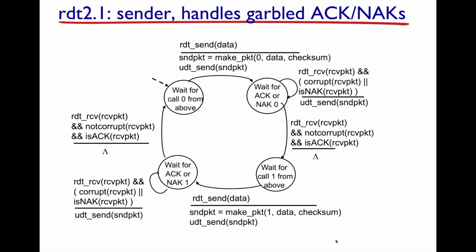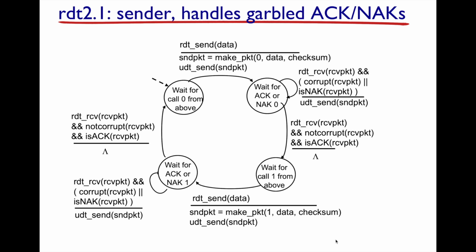Okay, so then let's assume that it got an ACK and it was not corrupt. It triggers this transition, RDT receive and not corrupt. The stored checksum and the calculated checksum are equal to one another. And then is ACK, it finds an ACK packet. It has this lambda move, meaning it doesn't take an action. It just transitions to the next state, and that's waiting for the next call from above for new data. Okay, any questions about this?